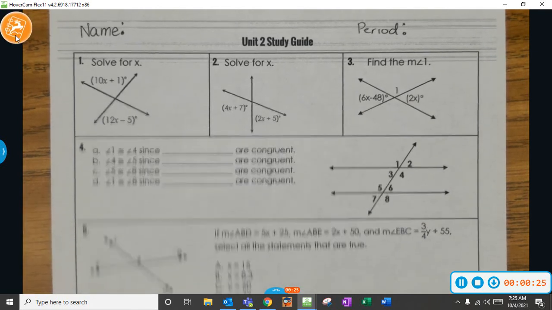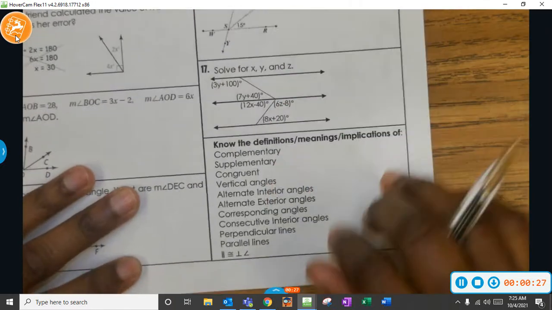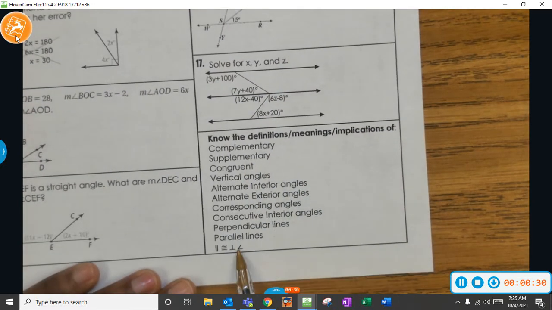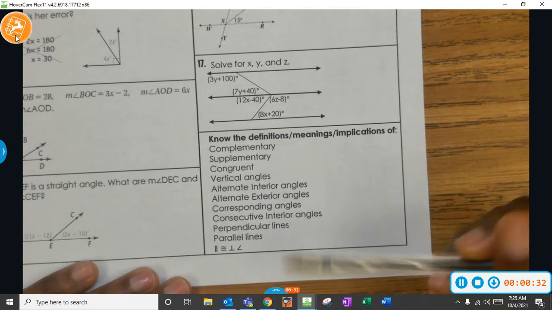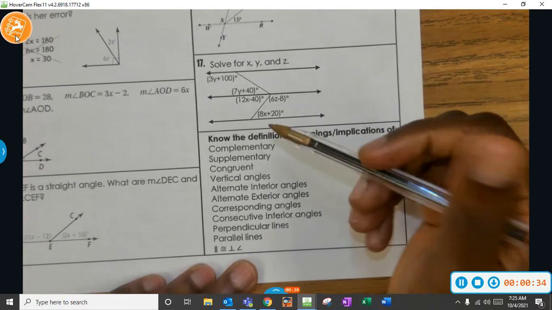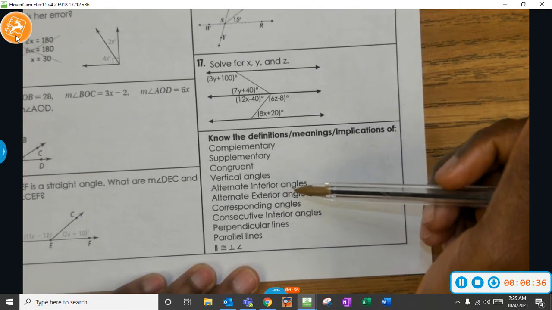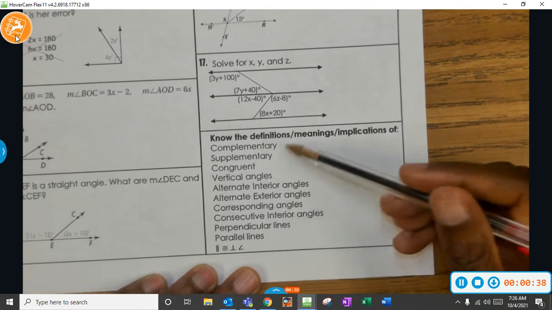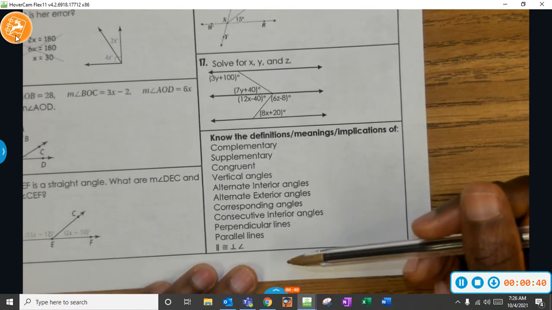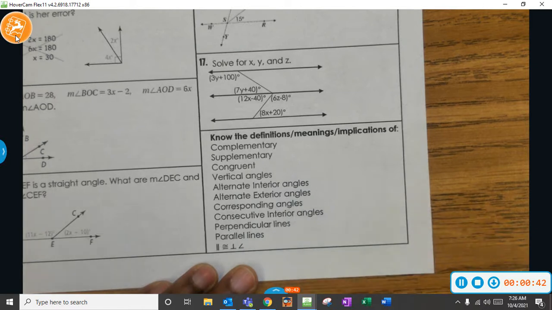Okay, so what's essential to know, and I'll start with the back and kind of work my way to the front, is you have to know what these angle relationships are and these vocab words. In order to really figure out a lot of the problems on here, you're setting it up based off of these vocab terms. So it's essential that you understand these vocab terms. I'll go over these first, and then we'll go to the front.